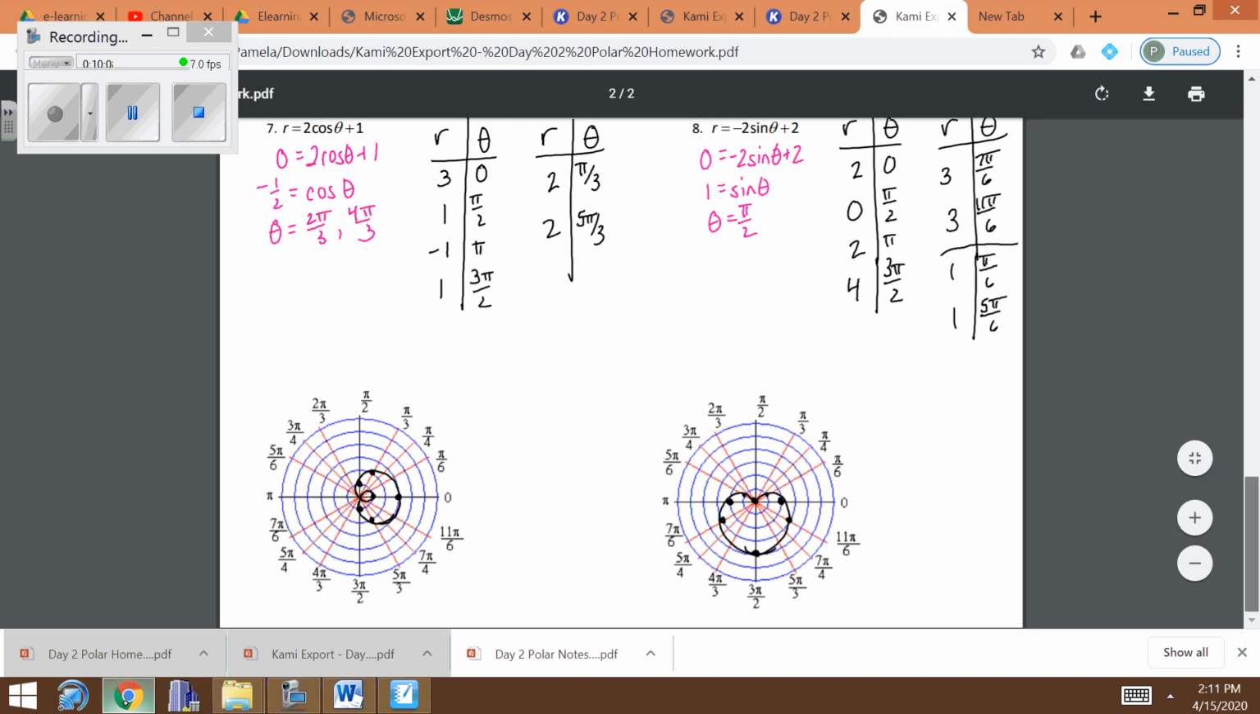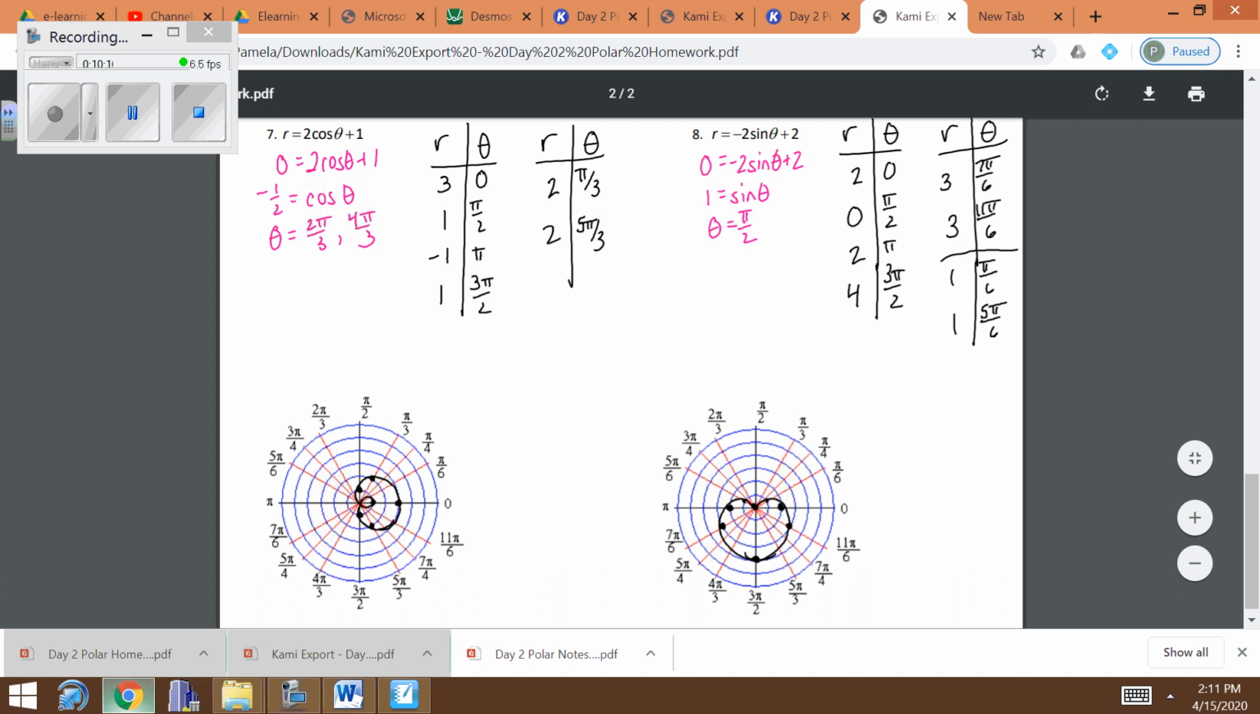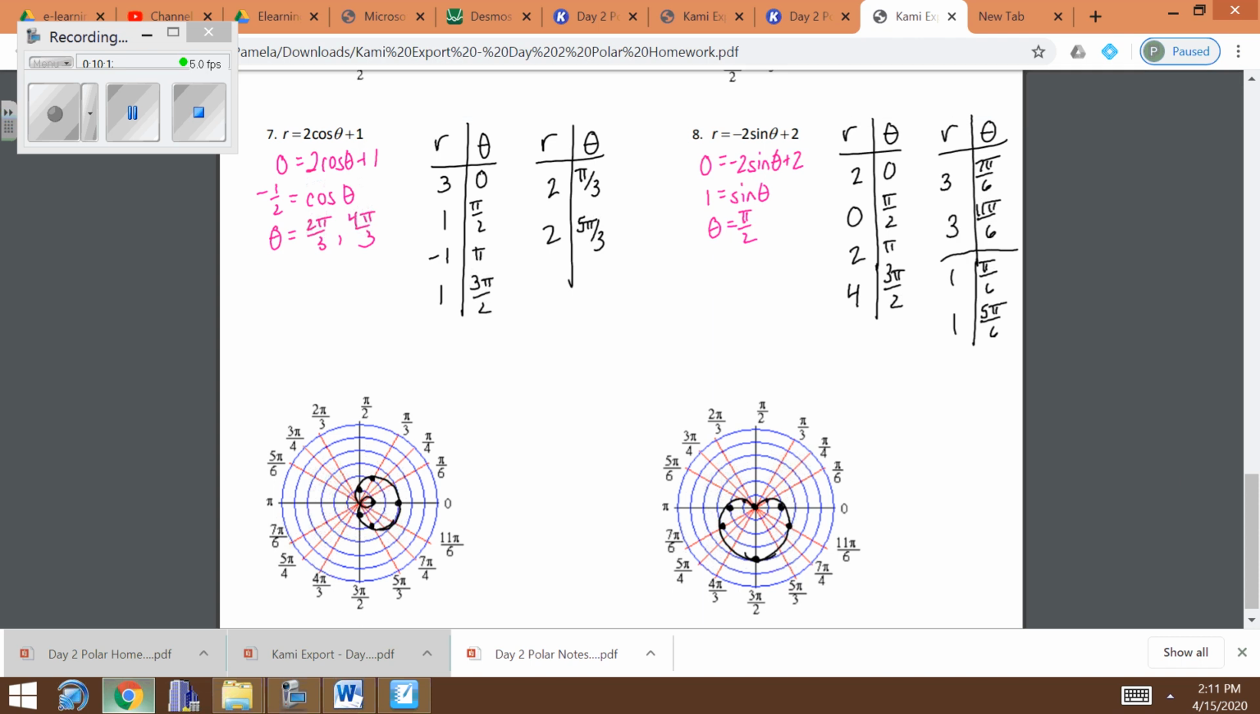So let me know if there's any other questions. Hopefully, kind of talking through them helps. And hopefully, you're kind of thinking some of these are a little bit interesting. Next week, we're going to look at another class of these polar equations called roses. And those are actually kind of fun to graph because they're different from anything you've done before.